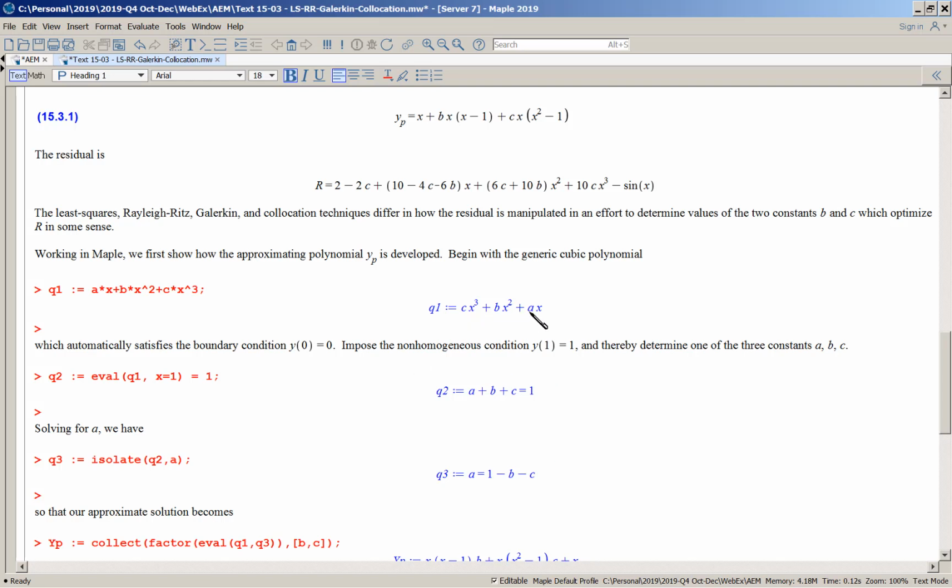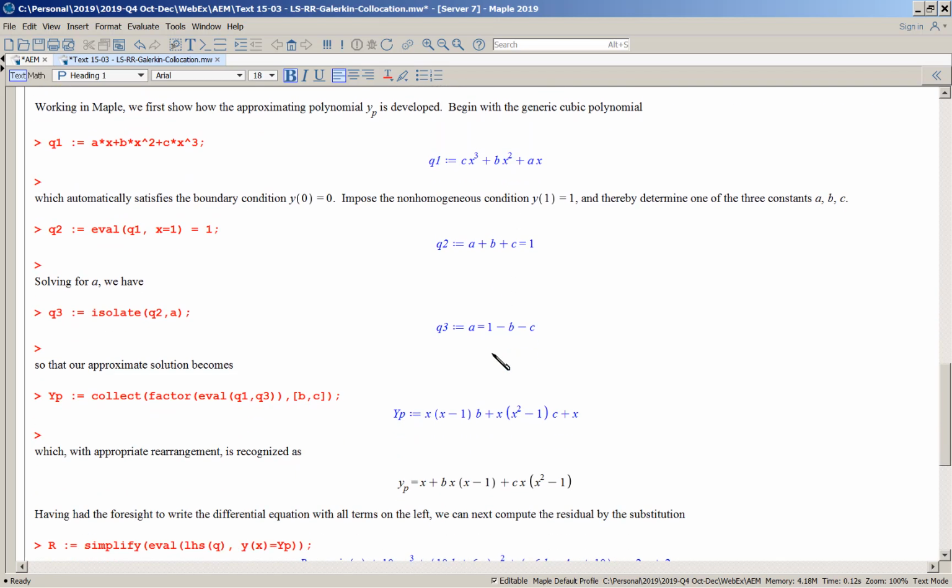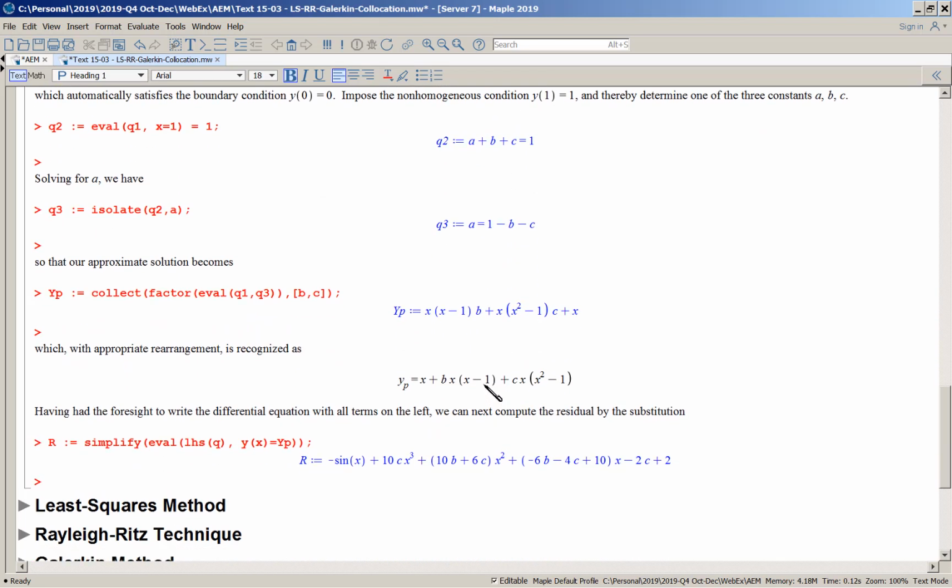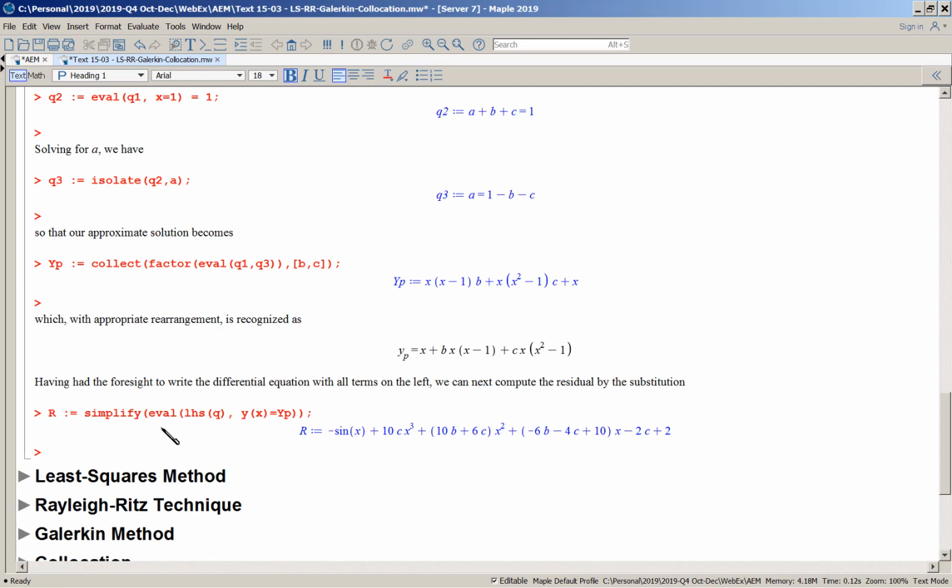You start with a general cubic, then apply the boundary conditions, and you end up with the approximating polynomial that we showed. Plug it in a differential equation. This is the residual that results.